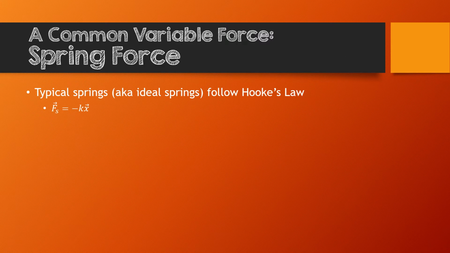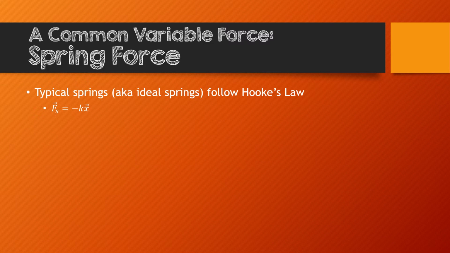So to give us an actual example here, we're going to look at a really common variable force, which is the spring force. Typical springs, which sometimes we call ideal springs, follow what's called Hooke's law. And Hooke's law is an equation that tells us about the spring force and the fact that the spring force is equal to the negative spring constant times the displacement of the spring.